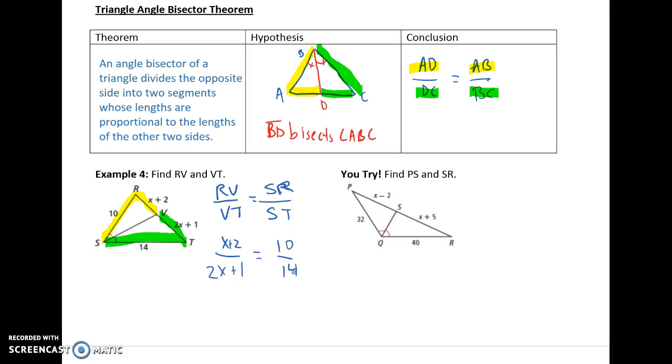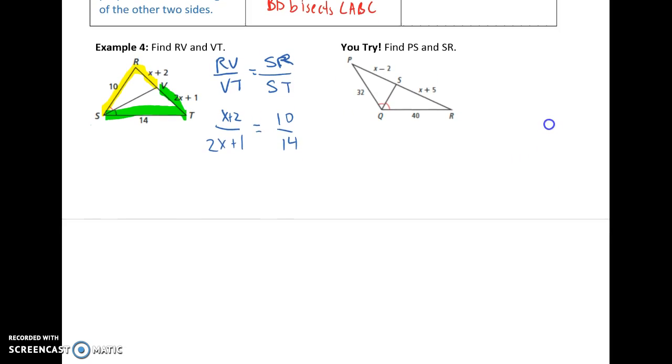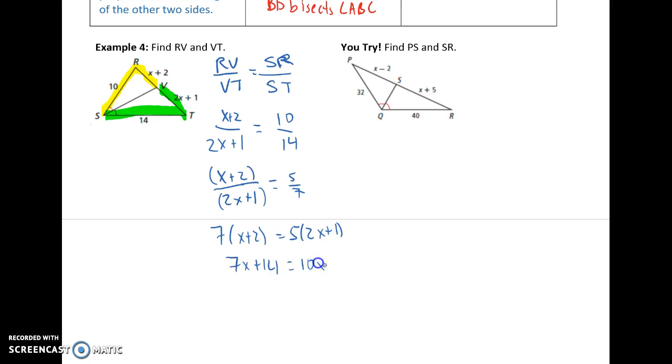All right, and then I'm just going to move this up so I have some space to work. Then you're going to go ahead and cross multiply and solve. And again, you can simplify if you want. I'm going to simplify because I like to work with smaller numbers. I can divide both 10 and 14 by 2 to get 5 over 7. And then use your parentheses to cross multiply. So I'm going to get 7 times x plus 2 is equal to 5 times 2x plus 1. Distribute. And then we're going to solve that equation.